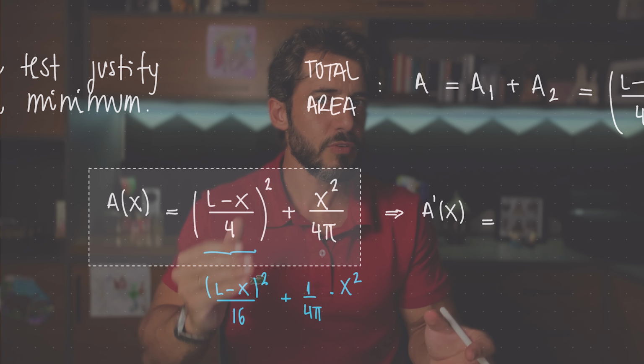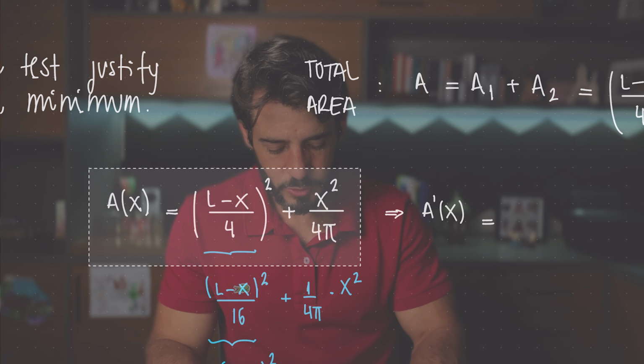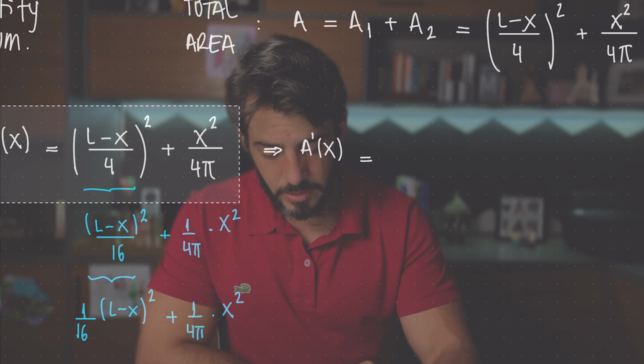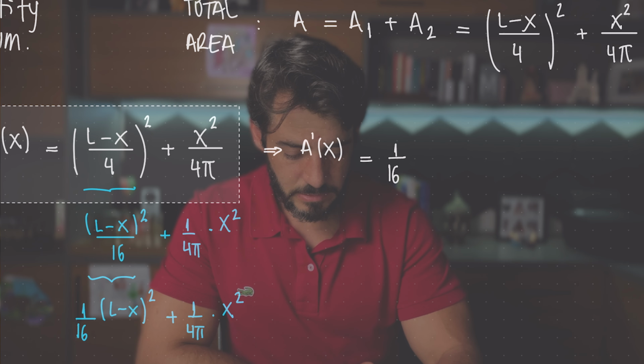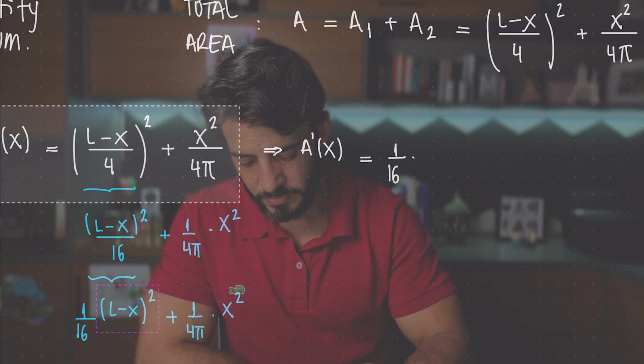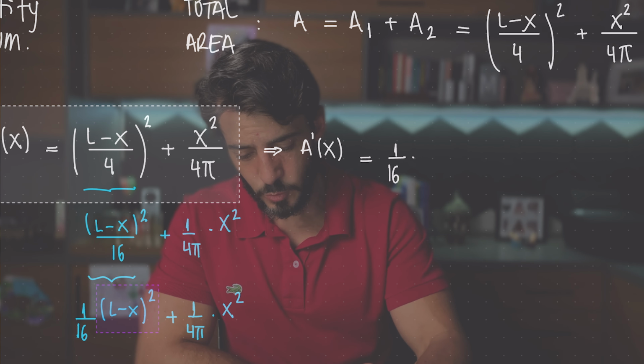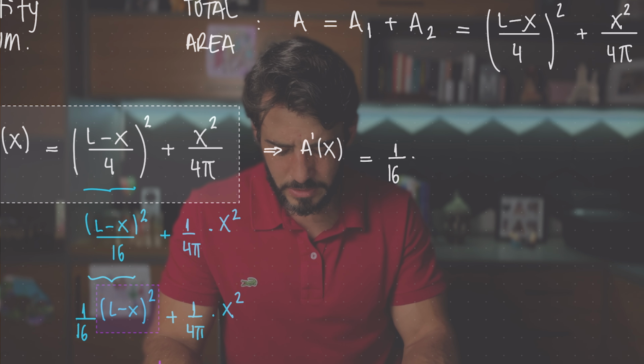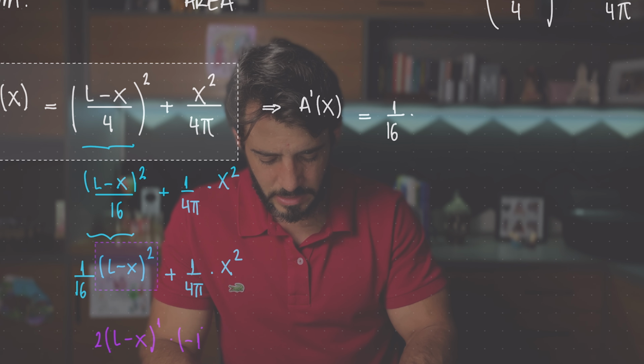This is 1 over 16, (L minus x) squared, plus 1 over 4 pi times x squared, which means that the derivative of A is 1 over 16 times the derivative of (L minus x) squared, which by using the chain rule gives us 2(L minus x) to the first power times the derivative of negative x, which is -1.